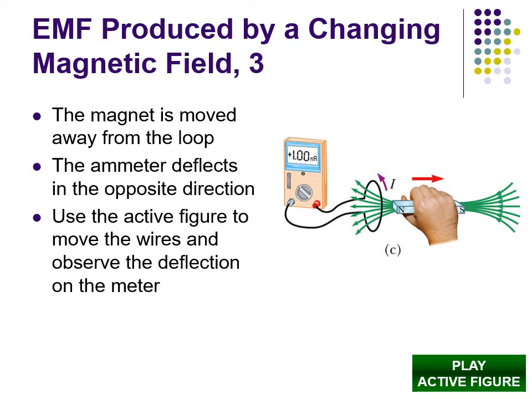And so since you're pulling the magnet away, you're weakening the amount of magnetic field going through the wire loop, which means that current will be created in order to add and try to keep it up.